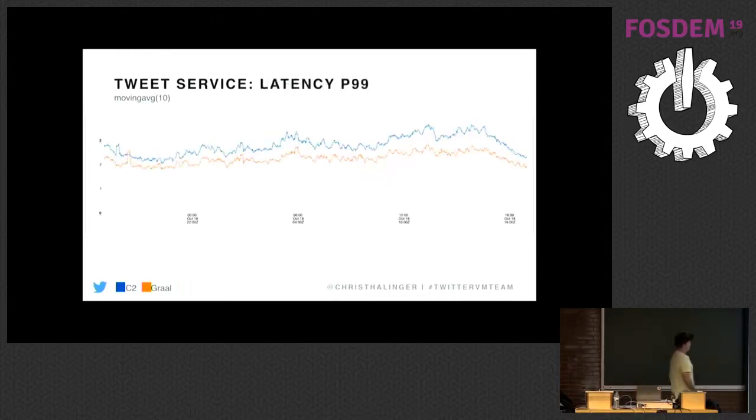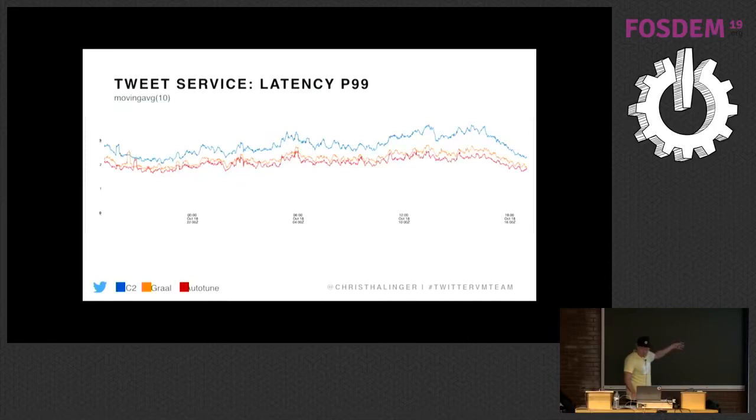Right. Then this is latency, P99 latency for tweets. And you can see Graal is certainly better. It's a little hard to tell how much it really is. Auto-tune looks like this. It's certainly better, but again, hard to tell how much it is.